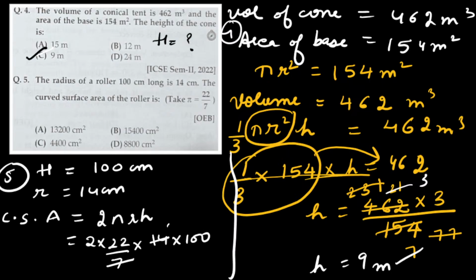So 7 and 14 we can cancel. So 7 into 2 is 14. Now let's do multiplication. If I do multiplication, what is the answer I'll get? So 2 into 2 into 22 is 44. 44 into 2 is 88. So 88 into 100 is 8800 centimeters square. Yes, so option D is the correct answer of this question.